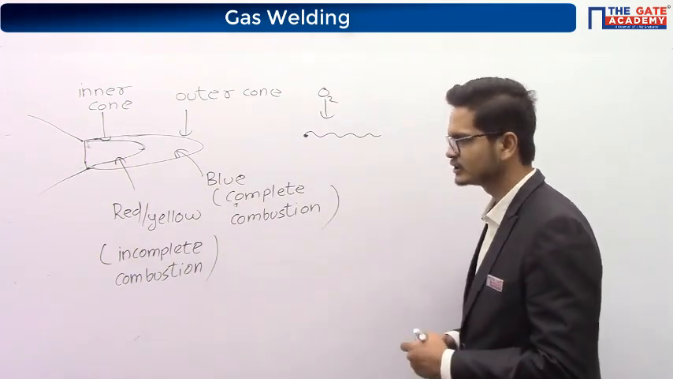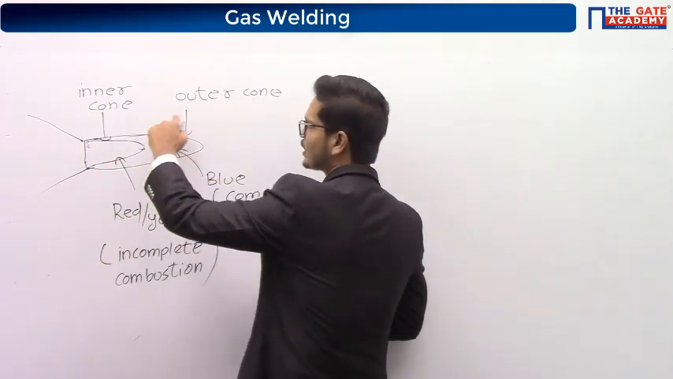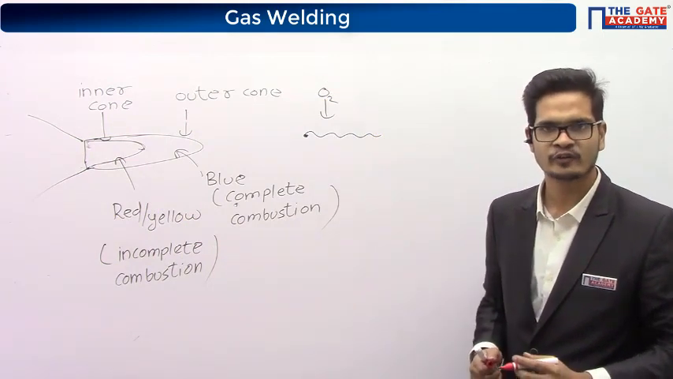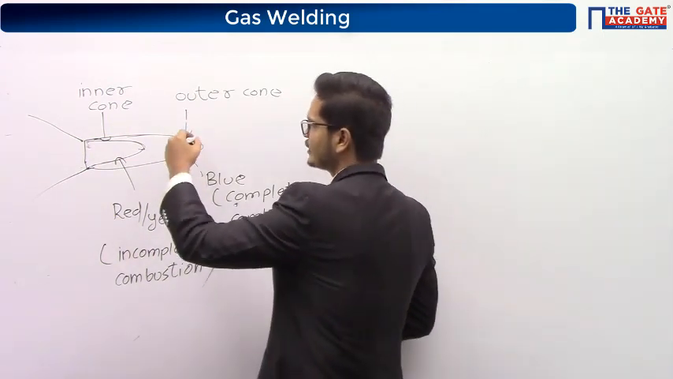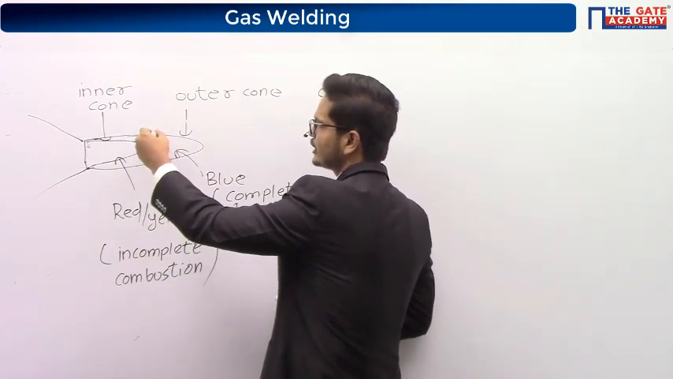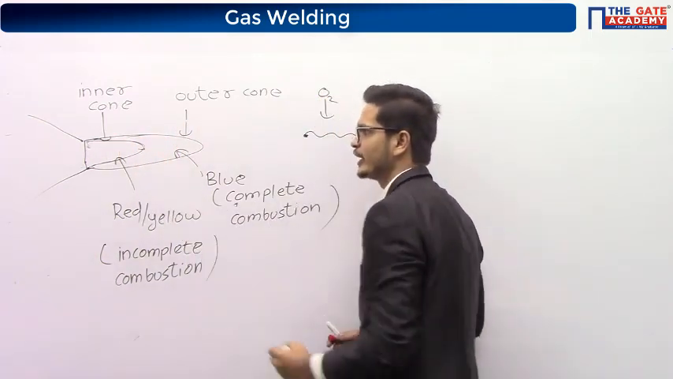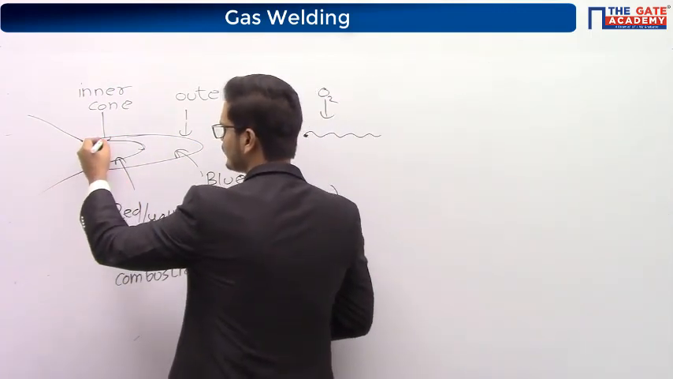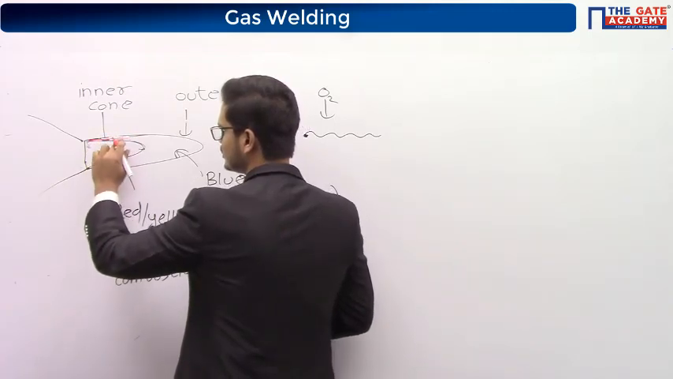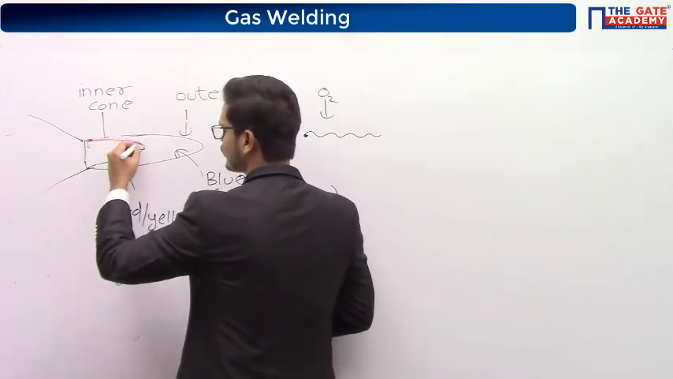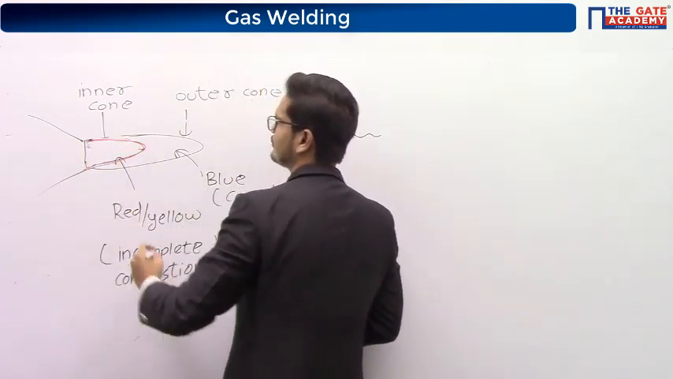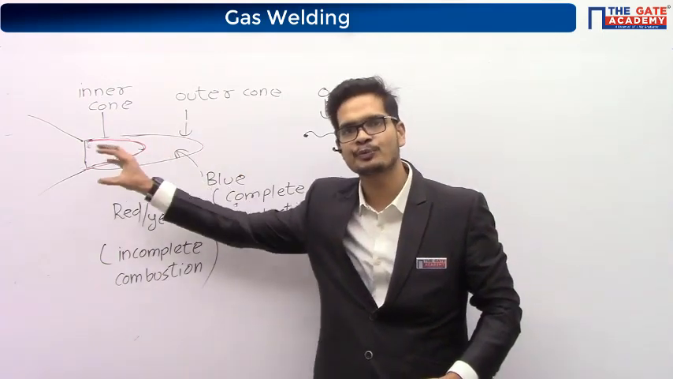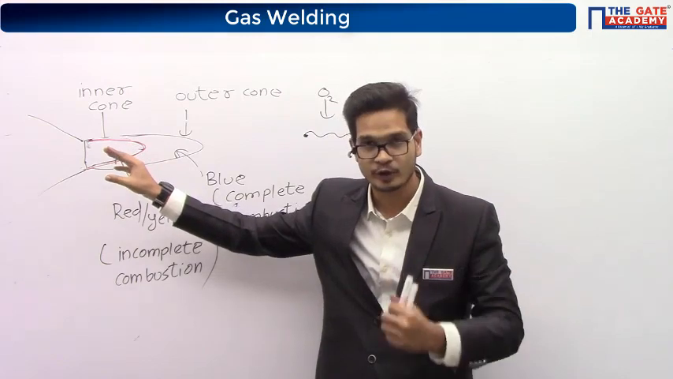But guys, what is there in the surrounding of the outer cone? In the surrounding of the outer cone, you have the atmospheric air. That's why heat loss is also maximum on the outer cone. Therefore, we get maximum temperature at the interface of inner cone and outer cone. That is the innermost portion of the outer cone.